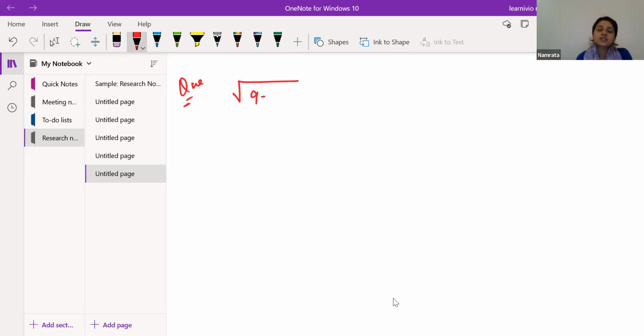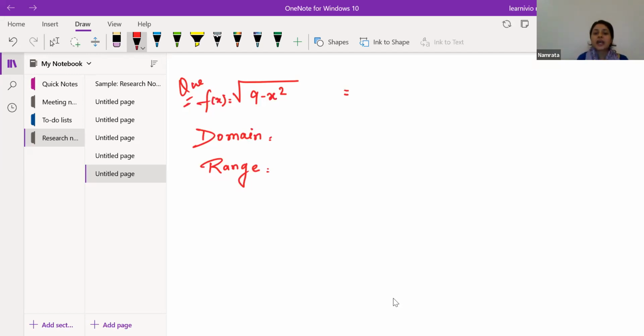Next one is, suppose we have under root 9 minus x square as a function f of x. We have to again find the domain and the range. Domain means whatever you can take as a value of x. But here this radical sign is there. Can we take any value of x? Lina, can we take anything for x? Will this function be defined? Yes, we can take any value for x.